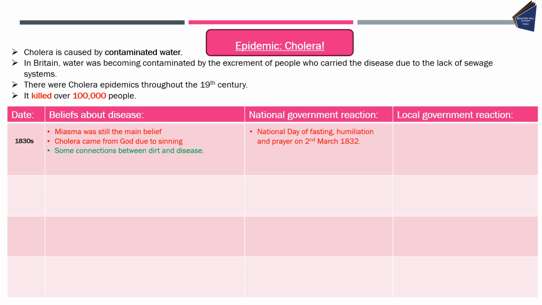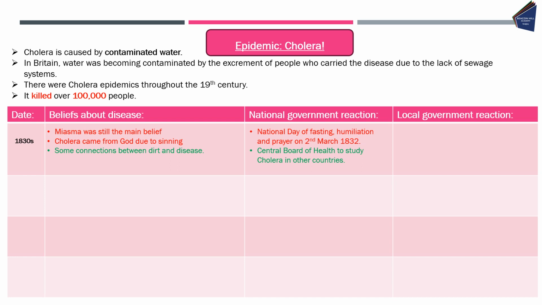In terms of national government reaction, we can see here the lack of scientific understanding, because one of the ways that they dealt with cholera in 1832 was to introduce a national day of fasting, humiliation and prayer, which obviously did nothing to stop the spread of the disease. But in a more positive kind of vein of thought, they have an introduction of the Central Board of Health, which was to study cholera in other countries. So they are at least looking at the idea of research, and that is a move in the right direction.